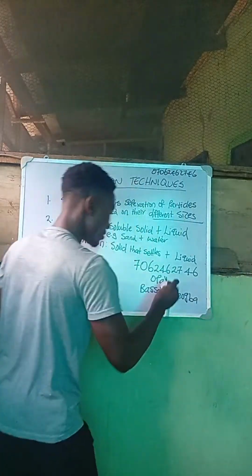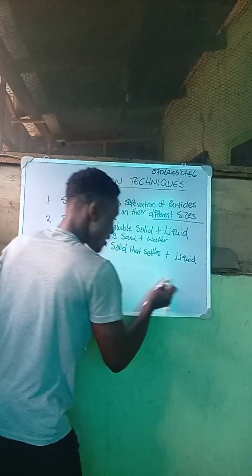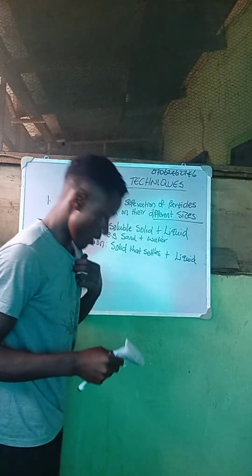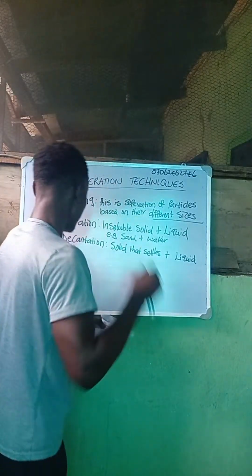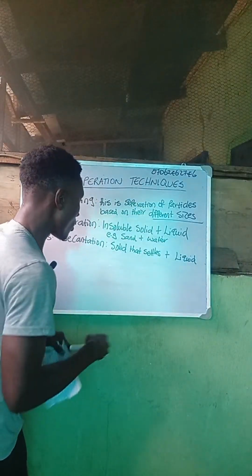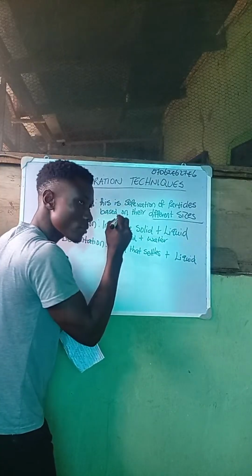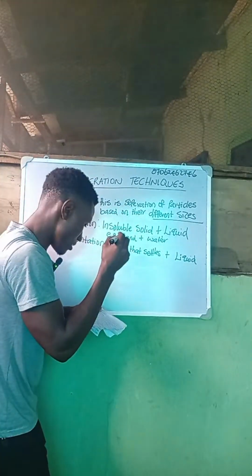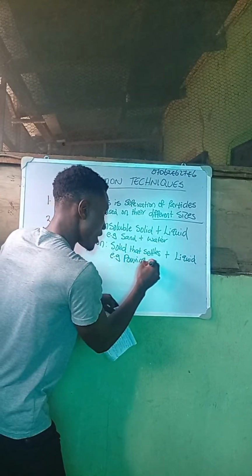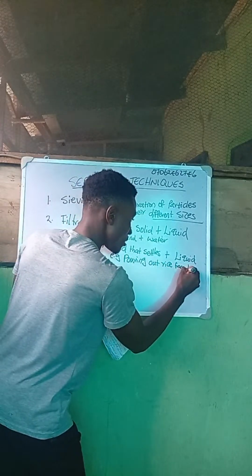Let's continue. The spirit is now moving. So let's continue. Okay, my mic is on. All right. So we say decantation involves solids that settle plus liquid. An example is rice, right? Pouring out rice from liquid.